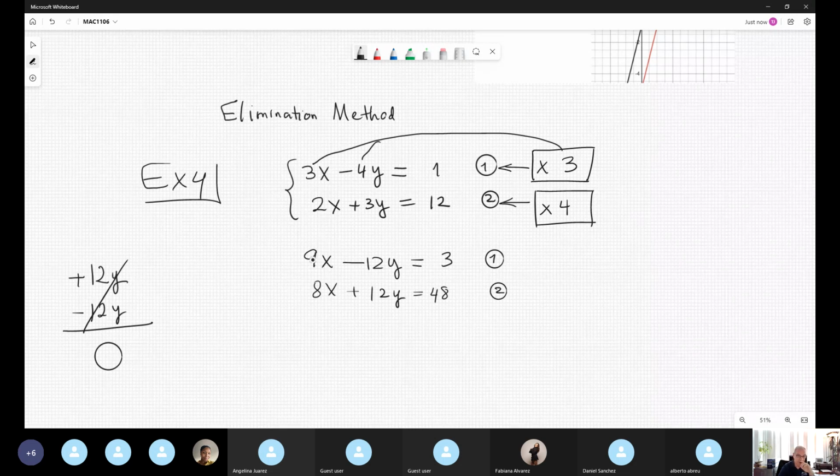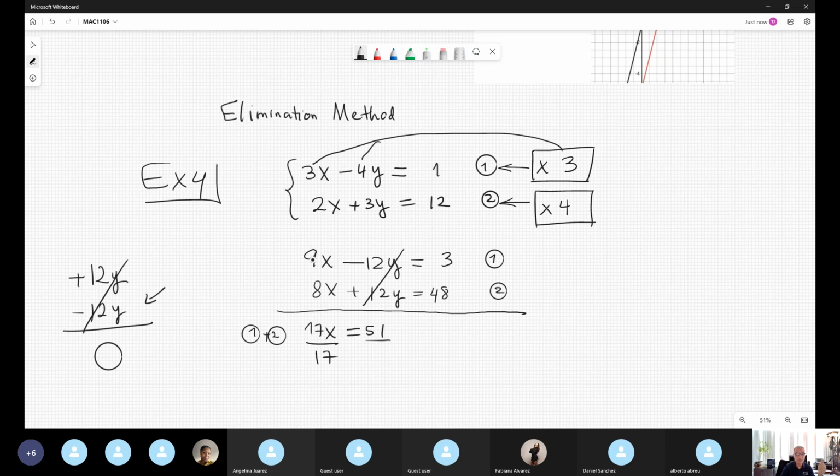But what is the difference? The difference is that now you put a horizontal line and you add equation 1 plus equation 2. Of course, you're adding by column, the column of the x, the column of the y, and the column of the right-hand side numbers, which have no variable. So 9 plus 8 is 17x, positive 12 and negative 12 cancel. That was the intention. Equal 51, which is 48 plus 3. Finally, divide by 17 both sides, x equal 3.